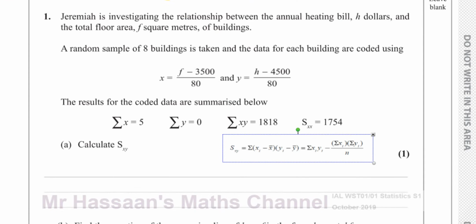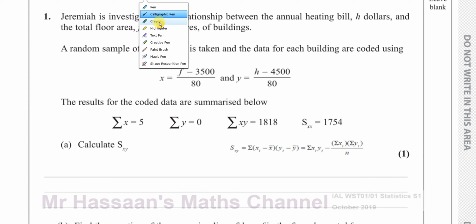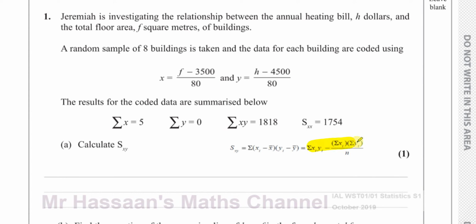Basically, if you look at this, what we're interested in is that part of the formula. That's what's going to help us in this question, because those are the things that we have the values for. And that will give us the covariance of X with Y. So we can say SXY, if we look at the formula, is going to be given by the sum of the products of X times Y, which is 1,818, minus the sum of X times the sum of Y, which is 5 times 0, it's going to be 0 anyway, divided by N.